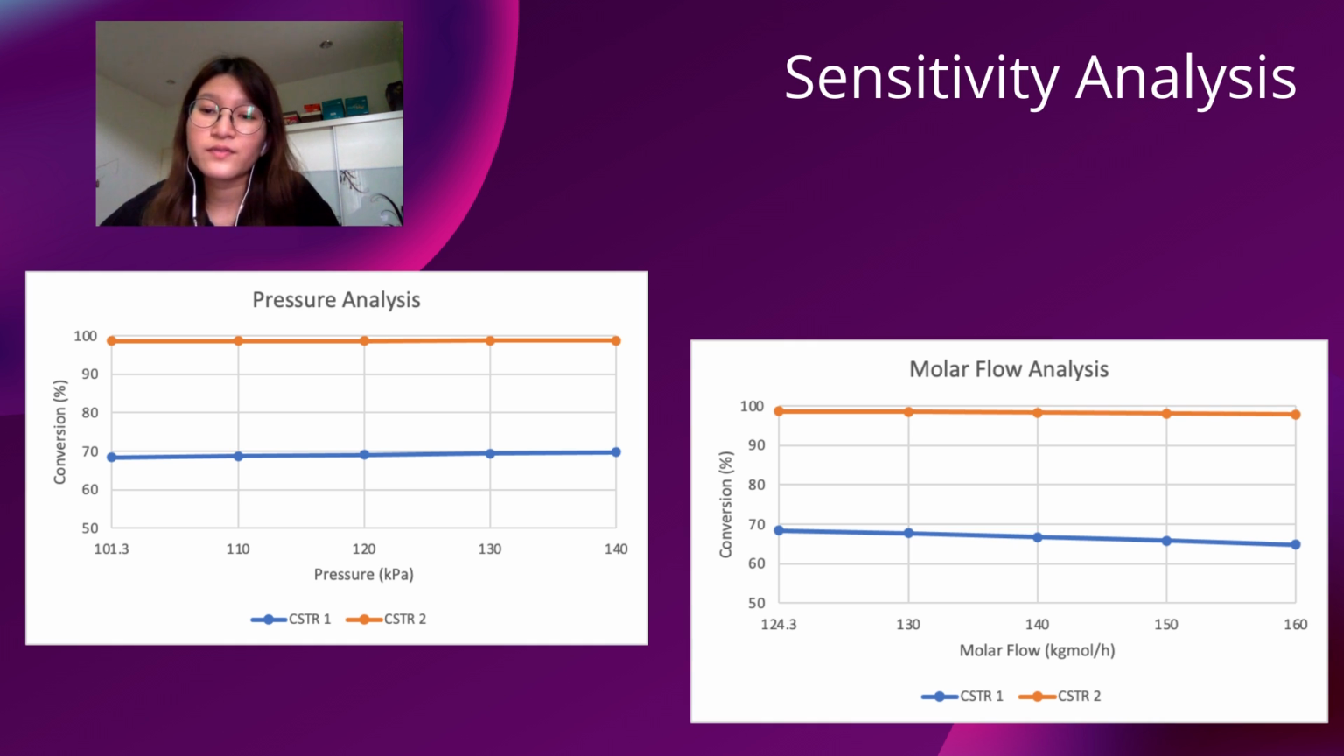On the other hand, for the molar flow rate analysis, the conversion rate decreases when we increase the molar flow rate. This shows that the molar flow rate needs to be lower in order to maximize the production of biogas. In conclusion, the conversion reaction rate, which is also the reactor's performance, is dependent on operating parameters such as temperature, pressure, and molar flow rate.